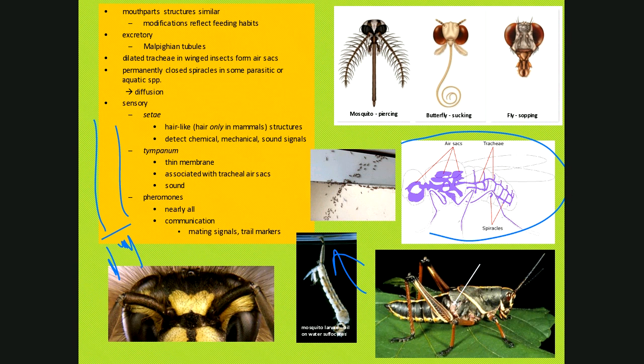Pheromones. Nearly all insects have pheromones. They use them to signal sexual receptivity, to signal danger, and as trail markers, like with the ants that you see in the picture.